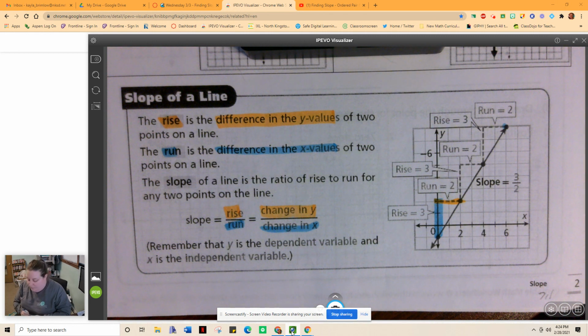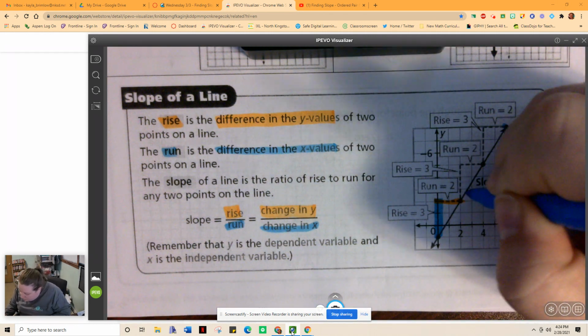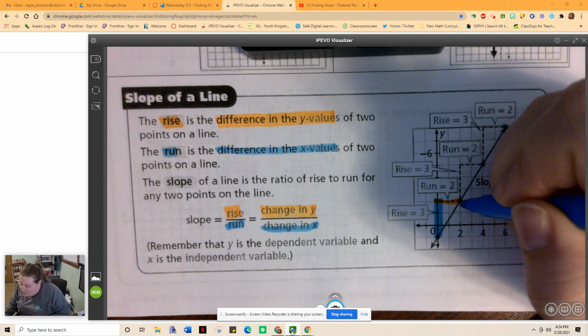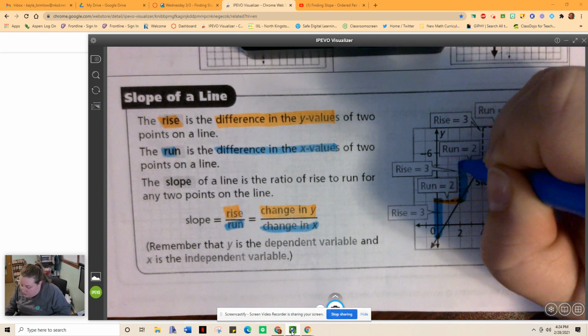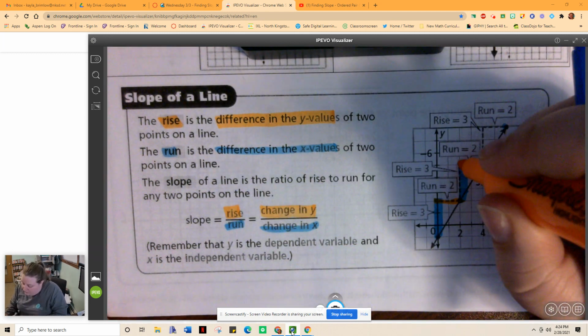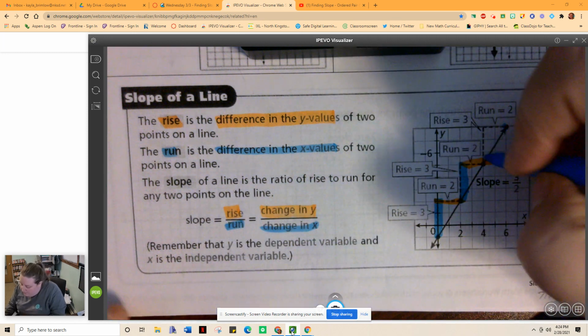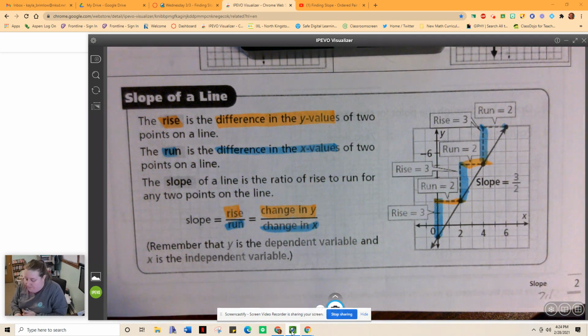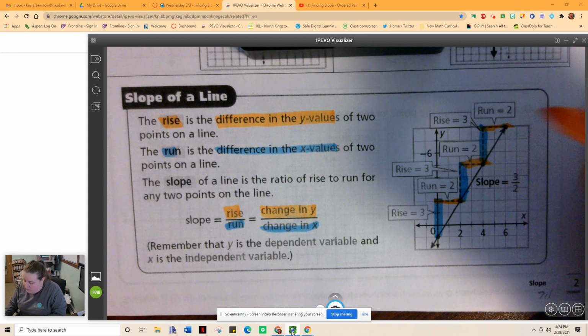So the slope is 3 over 2, and I can keep doing it. So we count the boxes. I'm going to go up 1, 2, 3, over 2. Up 1, 2, 3, over 2.